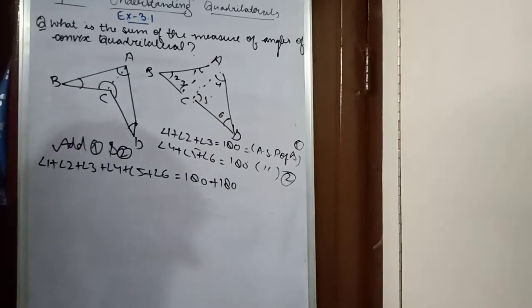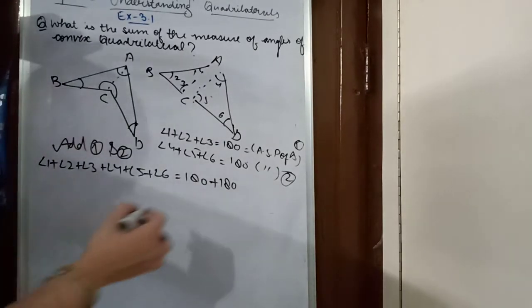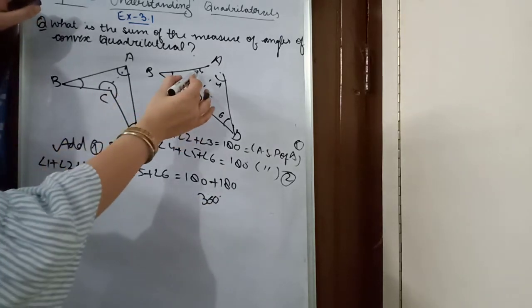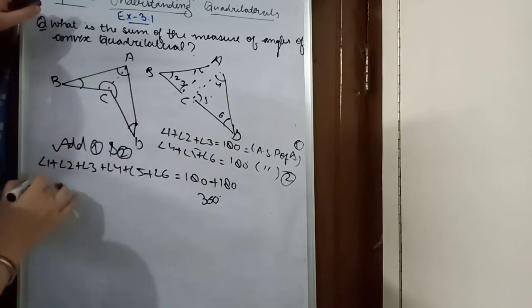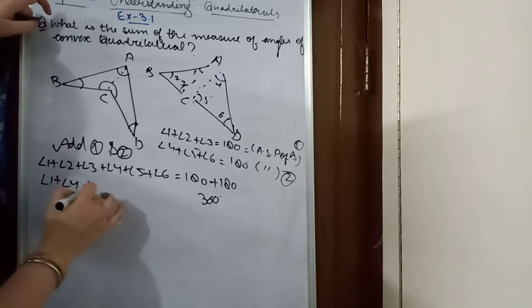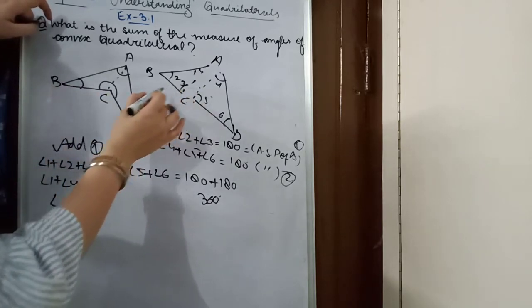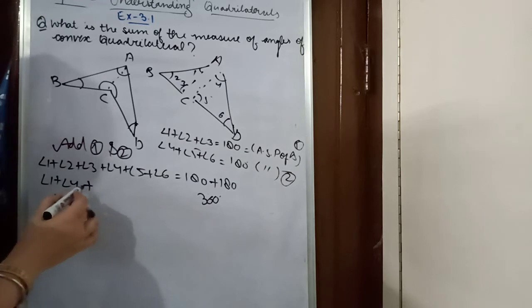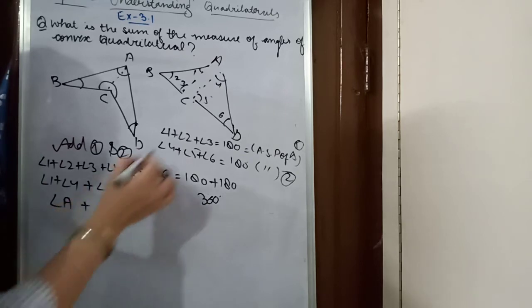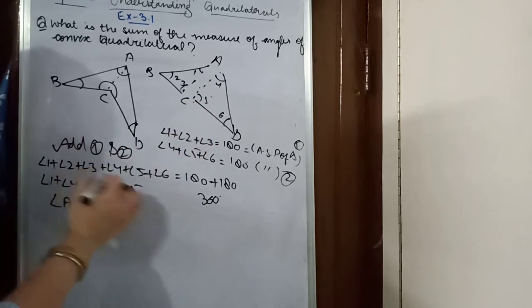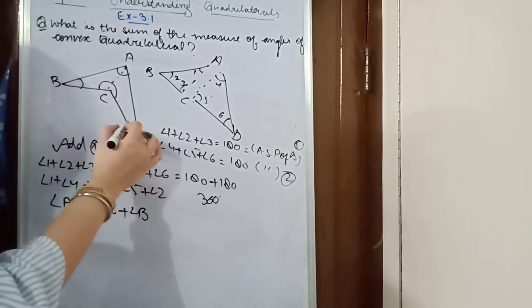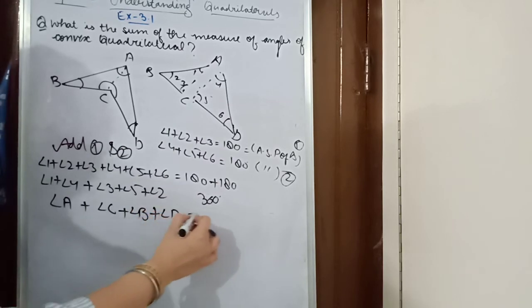Okay. So what do you get? 180 plus 180 is 360, so write 360 here. After that, angle 1 plus angle 4 is angle A. Angle 3 plus angle 5 is angle C. Angle 2 is left, which is angle B, and angle 6 here is angle D. Okay, so this is 360 degrees.